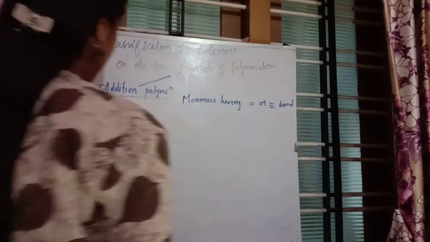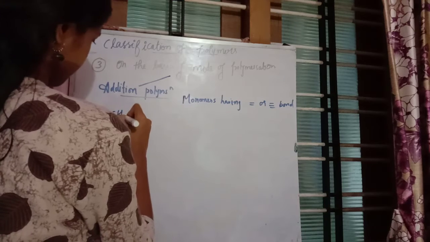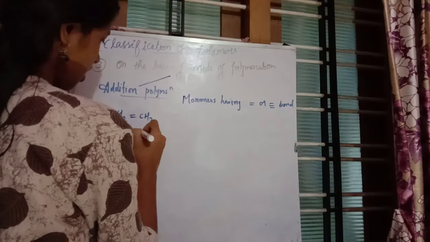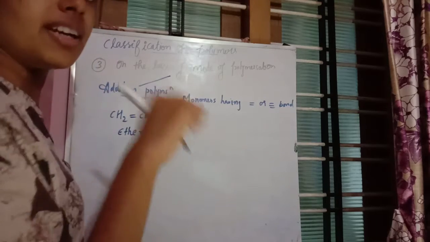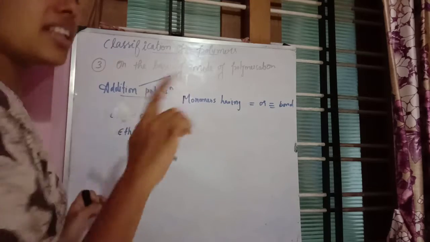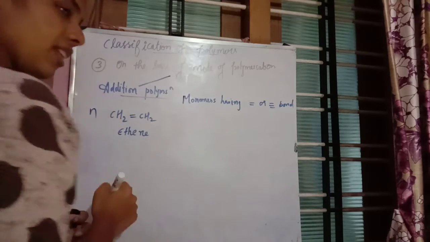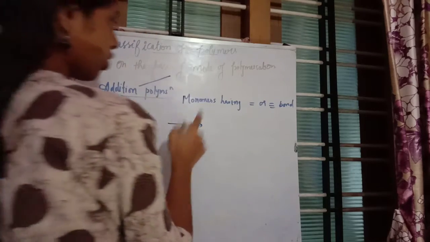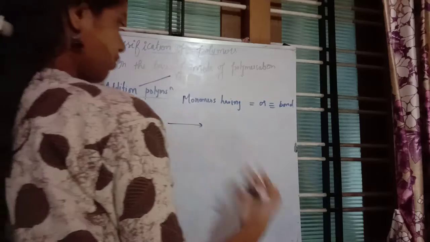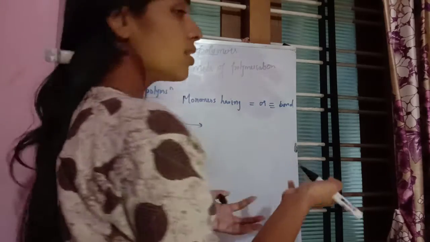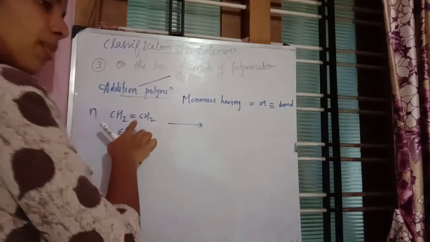Fine. So let me write ethene: CH2=CH2. This is ethene. I think you have already studied this structure in organic chemistry, right? I am taking n number of ethene molecules in order to do polymerization. So n molecules of ethene undergo addition polymerization to form polyethylene. And how do we represent this polyethylene? Here we have a double bond, right?